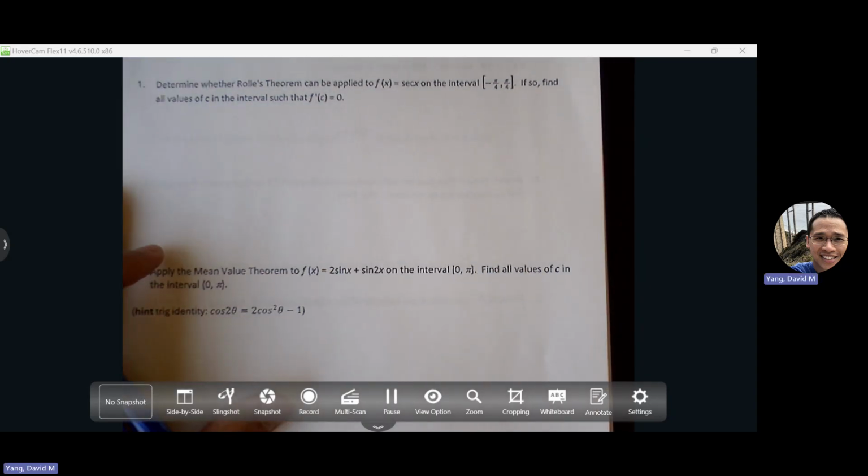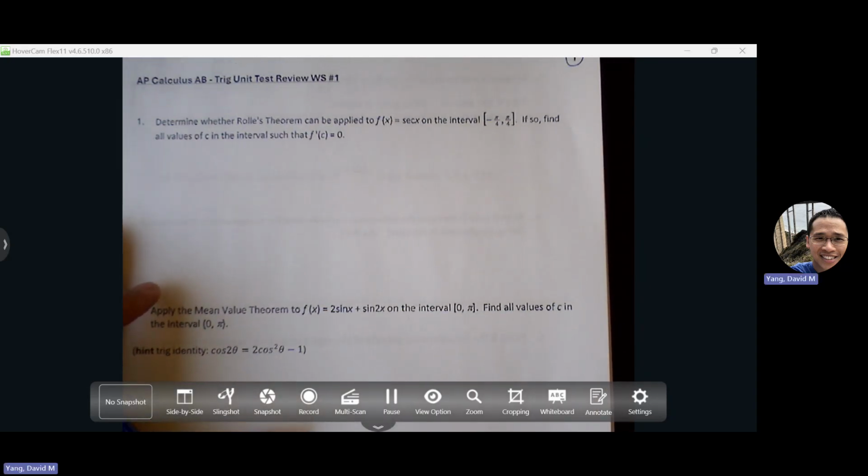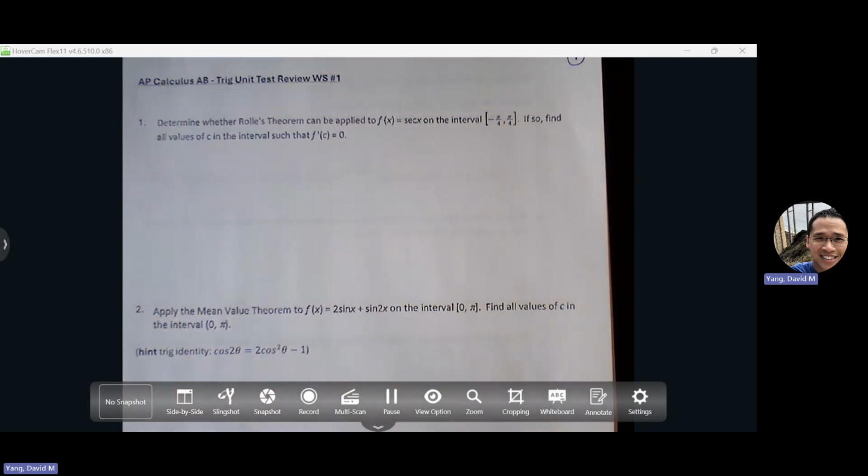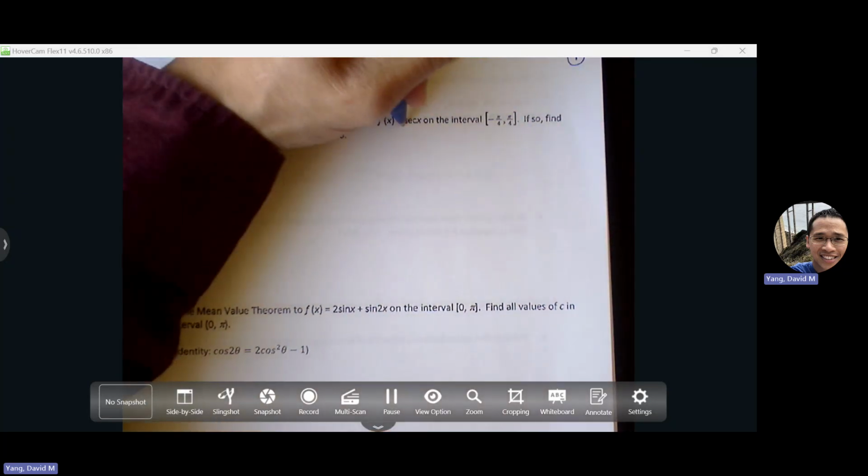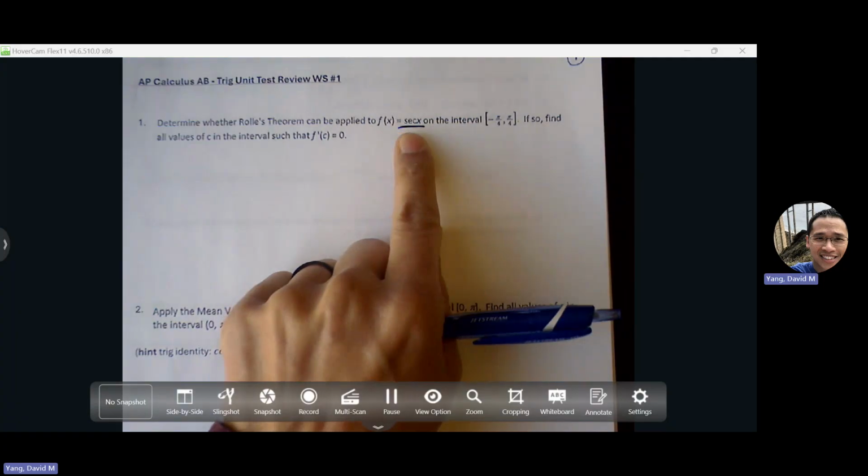All right, so number 1, determine whether Rolle's theorem can be applied on the function secant of x on the interval from negative pi over 4 to pi over 4. If so, find all the values of c on the interval such that f prime of c is equal to 0. All right, so we know that secant potentially has vertical asymptotes.